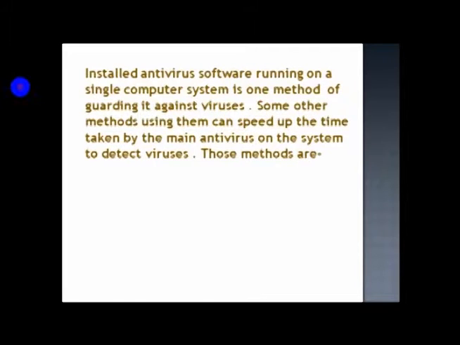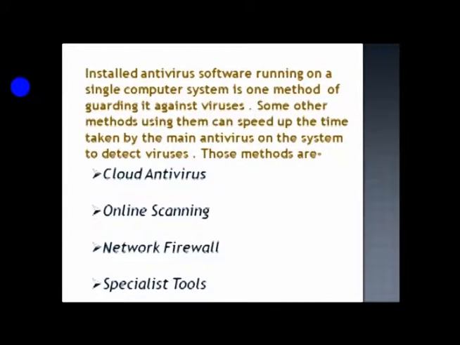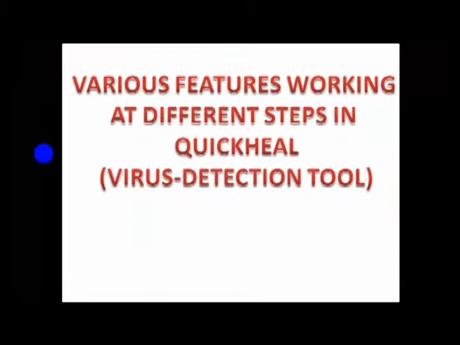Installed antivirus software running on a single computer system is one method of guarding it against viruses. Some other methods using them can speed up the time taken by the main antivirus on the system to detect viruses. Those methods are cloud antivirus, online scanning, network firewall, and specialist tools. Let's take a look at the various features working at different steps in Quick Heal.